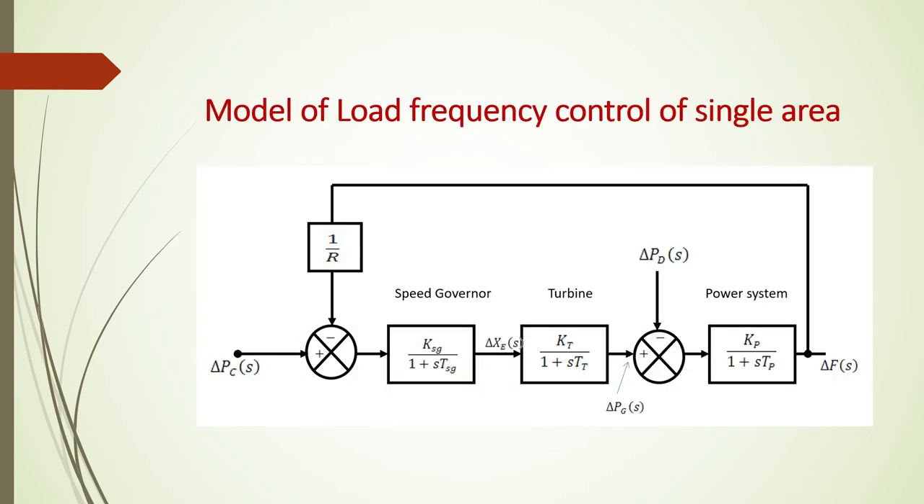Now we are combining all these three models, the speed governor, turbine model, and generator load model, and we are writing the load frequency control of a single area case. Combining all the three block diagrams, what we can see here is KG by 1 plus TSG, this is for the speed governor, this is for the turbine, and this is for the generator load model.